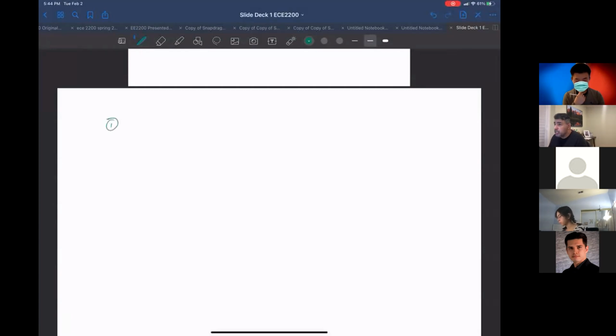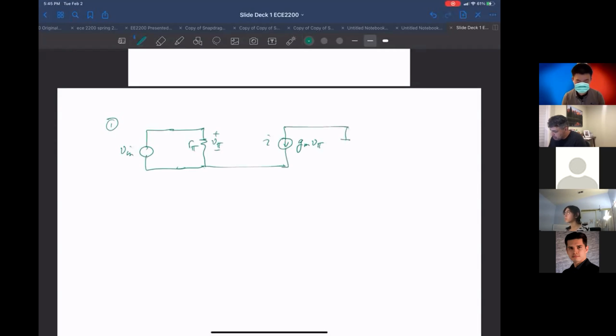So problem 1 had an input voltage, and there was a resistor called R sub pi here, and a voltage called V sub pi around that resistor. And this was connected to a current source. Let me draw this. Okay, so this was the circuit.